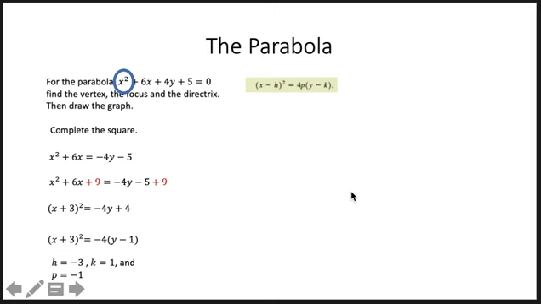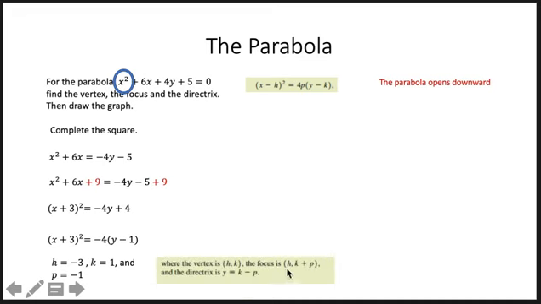Since p is negative 1 and we have an x squared, I know my parabola is opening downward. Do you understand that? The p is negative and it's an x squared. Because it's an x squared, it's facing up or down. Because p is negative, it's facing down.